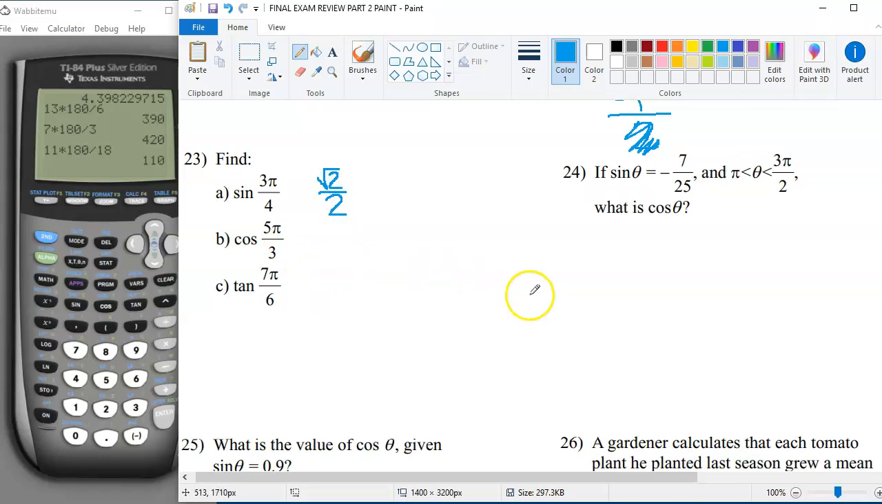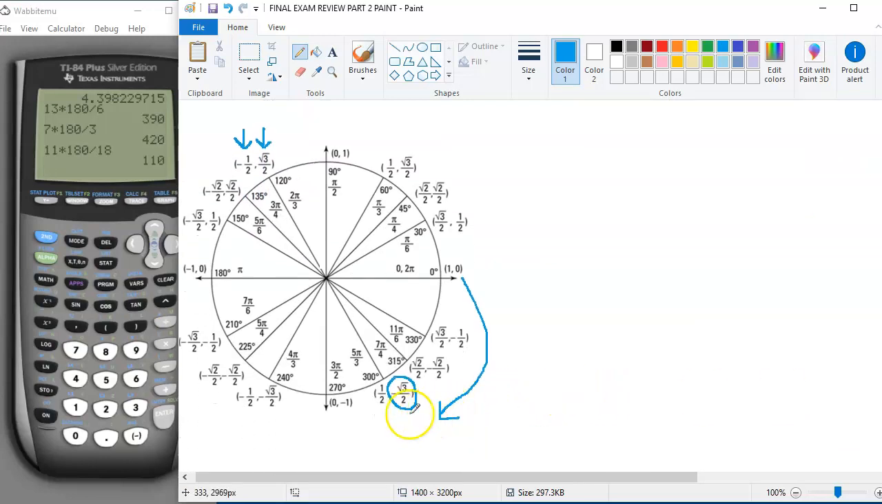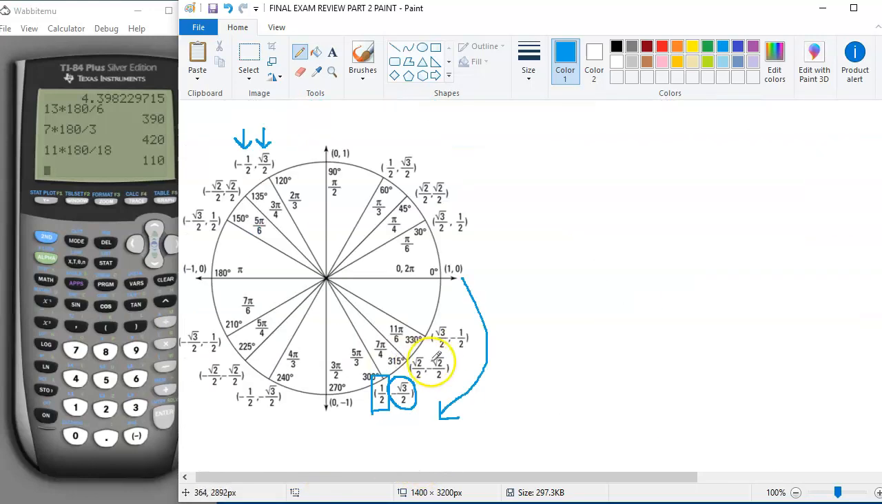Okay, same thing here. Cosine of 5 pi over 3. If you know your unit circle, then you know that that's 300 degrees. And cosine is the first number, which would be 1/2. So we're going to call that just 1/2. All right. Tangent of 7 pi over 6, that is going to be 210 degrees. So we're going to go over here, 7 pi over 6, 210.